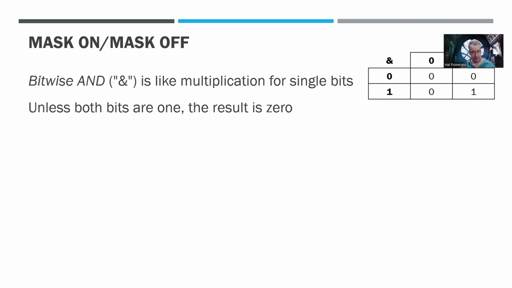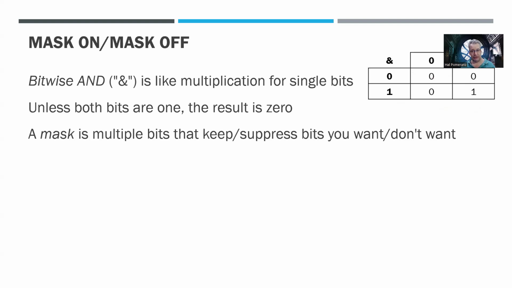Unless both bits are 1, the result is going to be 0. And so if you use a mask, what you're doing is taking a value that's either going to keep or suppress whatever part of the byte you don't want.